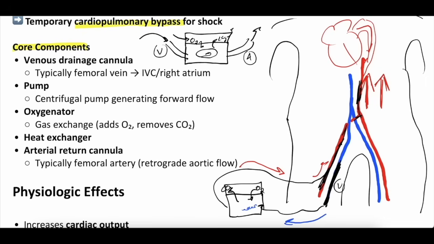Okay, so when we think about the different components, hopefully they're starting to make sense a little bit. We have the venous drainage cannula, which typically sits in the femoral vein. It pulls venous blood out of the body. The pump is a centrifugal pump that generates flow. So the pump is pulling blood out of the body, generating flow, and then pumping it back in through the arterial return cannula, which usually is through the femoral artery, retrograde back up into the aorta. And then the oxygenator adds oxygen and removes CO2. The removal of CO2 is through something known as the sweep. And then, anytime you're pulling blood out of the body, just like on a dialysis circuit, that blood is going to lose its temperature. So there's a heat exchanger as well.